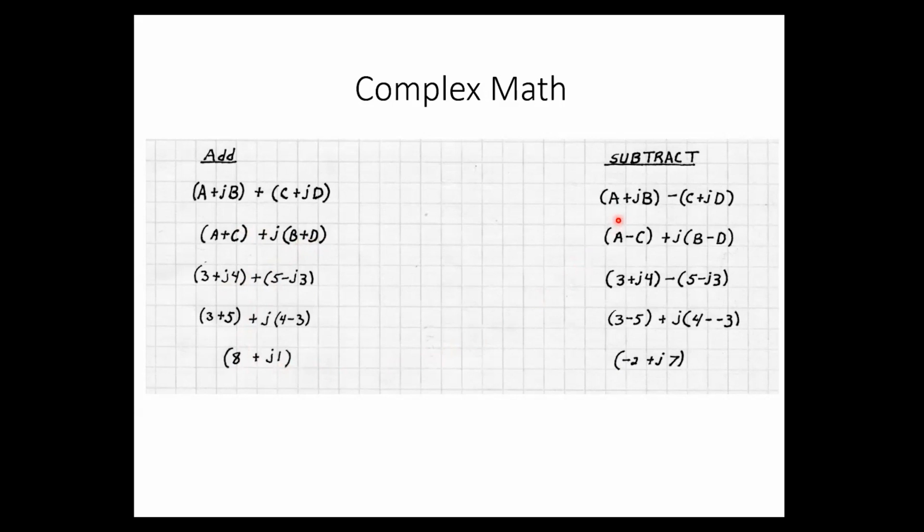Subtracting is basically the same way. I'm going to take A plus JB minus C plus JD. So I'm going to subtract the real part, C from A, and I'm going to subtract the reactive part from the other reactive part, D from B. So A minus C plus J times B minus D. So now 3 plus J4 minus 5 plus J3 equals minus 2 plus J1. Everybody follow?